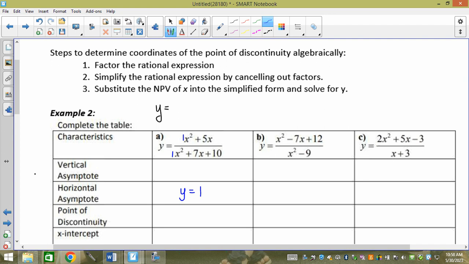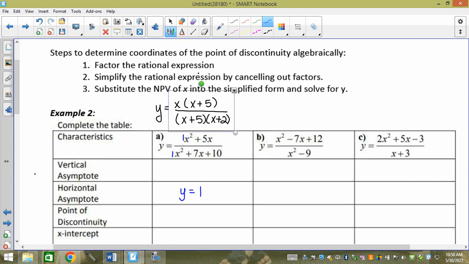Can't do decomp, product sum. What can we do? Yeah, we can pull out a GCF, so we can get x and x plus 5. And then the bottom, we're going to get x plus 5 and x plus 2. Immediately when I have two factors that are the same, I have a what? A point of discontinuity. Yeah.